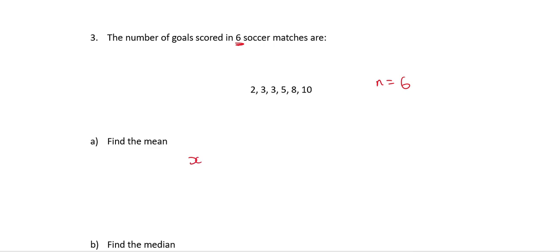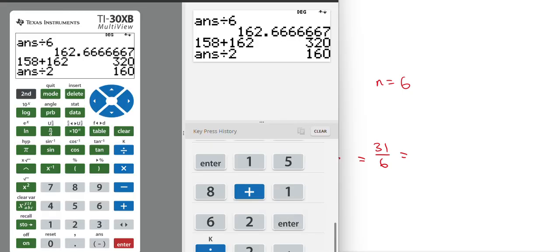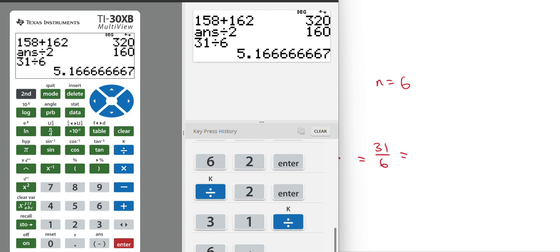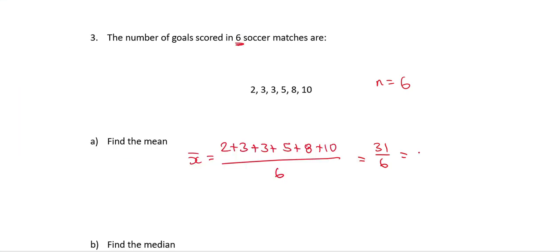So you're just gonna do x bar equals 2 plus 3 plus 3 plus 5 plus 8 plus 10 divided by 6. And if you just add it all up, 5, 8, 13, 21, 31, so 31 divided by 6 ends up being 5.17. Okay, so 5.17 goals, just like that.